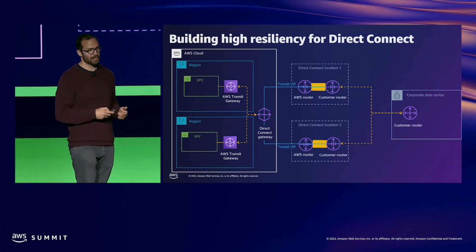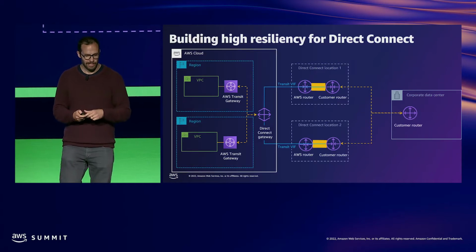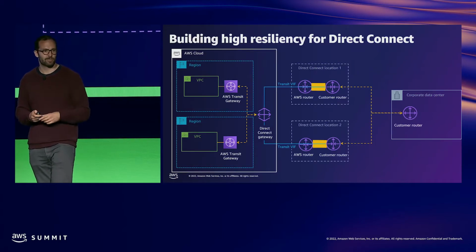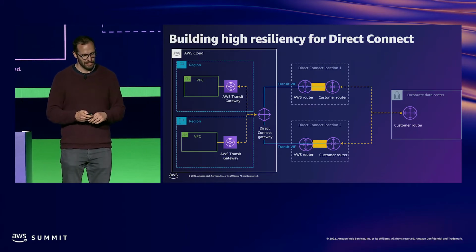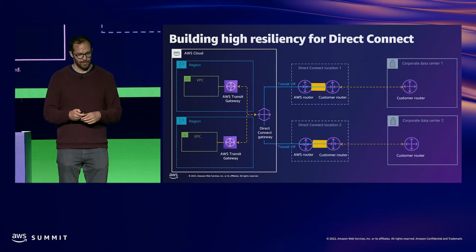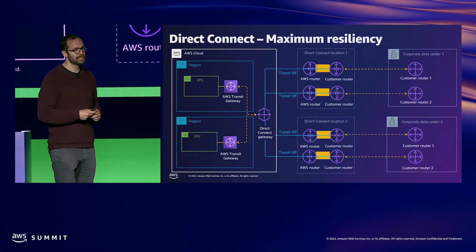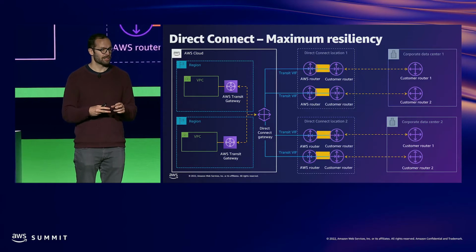And this is already a better setup using 2 locations with 1 connection in each location on a transit VIF. Same thing applies to private VIF and public VIF, but I'll spend mostly showing you transit VIFs. And then you can have a single data center in the back, or you can have multiple data centers in the back. As long as they have some interconnectivity, you're resilient. And then the ideal scenario for maximum resiliency is actually having 2 locations with 2 connections in each location.